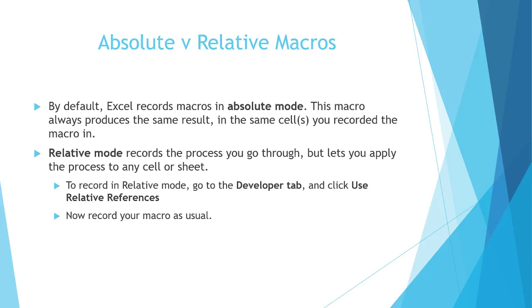But the quick and easy way to do this is under the Developer tab, there's just an option you can select, just like Design Mode, which we discussed earlier. You can click Relative References, and if you do that, it'll become grayed, and you know that that's currently enabled.